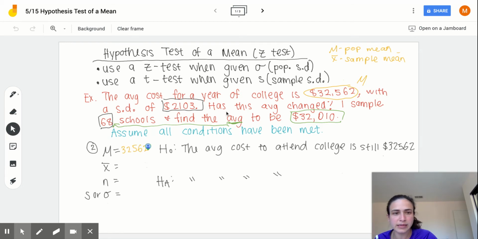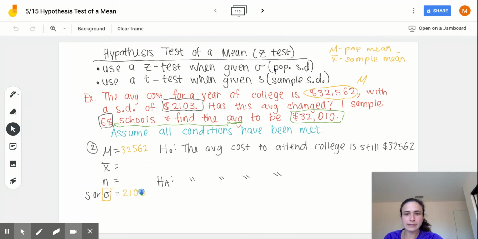And then let's keep reading. It says the standard deviation is 2103. Notice this standard deviation is in the same sentence as mu. So if you are thinking about this sentence, the subject of the sentence was the average cost for a year of college. So it's talking about all colleges. It's not talking about a sample. There's no mention of a sample in that whole sentence. So which standard deviation is this? Well, I just said it's not the sample, so it must be sigma. So in this case, we have sigma, not S, and our sigma value is equal to 2103.